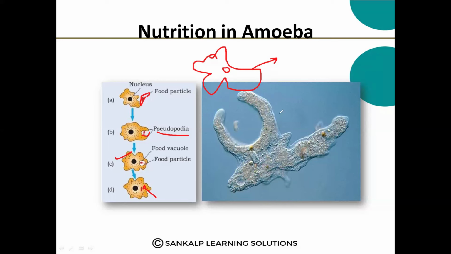This picture shows how an amoeba looks under the microscope. This is the pseudopodia and the food particle is here. The amoeba engulfs the food particle by forming a projection around it, and the food particle moves inside the food vacuole and gets digested there. The waste material is excreted by the body surface. So this is how the amoeba gets its nutrition.